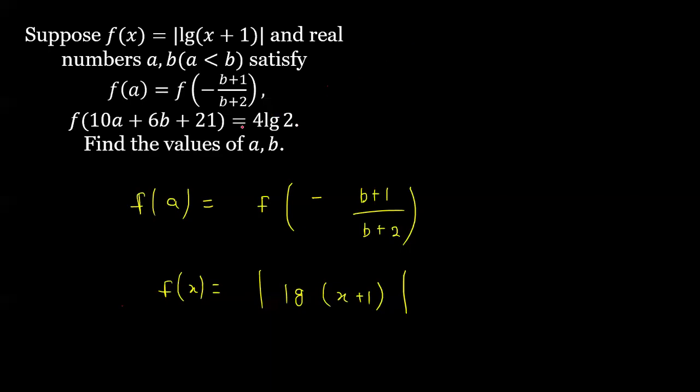So in this video we are going to solve this problem. In this problem it is given that f of x is equal to mod of log of x plus 1, and a and b are real numbers which satisfy this equation and this also, then we have to find the value of a and b. So it is given that f of x is equal to mod of log of x plus 1.